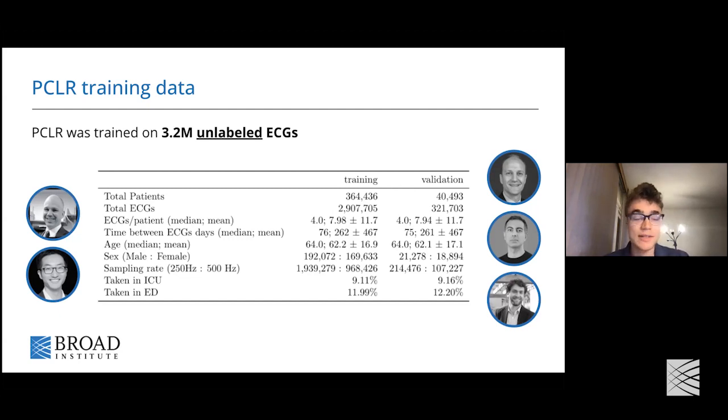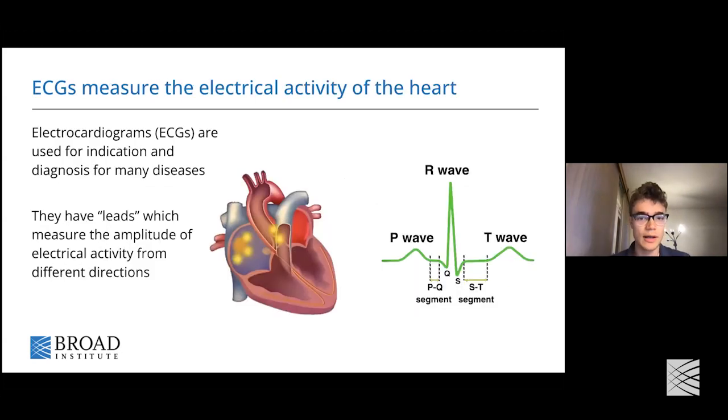So the data set we trained on had 364,000 patients with a total of 2.9 million ECGs, and then a validation set of, I think, around 10% of the size. And that left an average number of ECGs per patient of 8, with a fairly even sex balance and a wide range of ages. So that's the training data set.